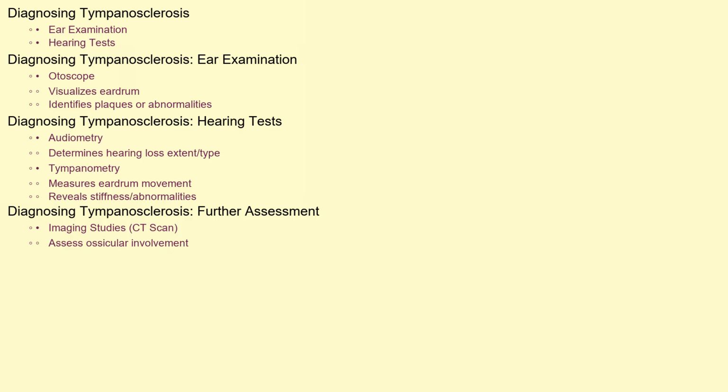Diagnosing tympanosclerosis typically involves a comprehensive ear examination and hearing tests. An otoscope, a specialized instrument with a light, is used to visualize the eardrum and identify any visible plaques or abnormalities. Audiometry, a hearing test, helps determine the extent and type of hearing loss. Tympanometry, another test, measures the movement of the eardrum in response to changes in air pressure, which can reveal stiffness or abnormalities.